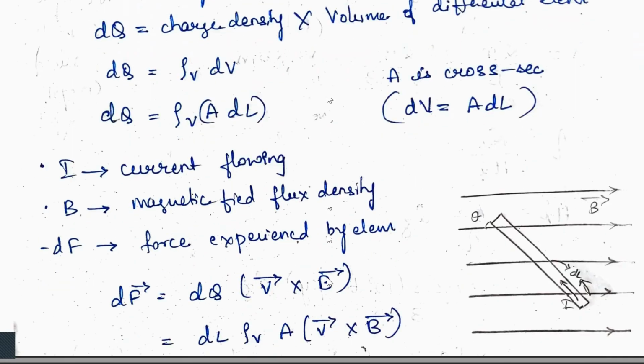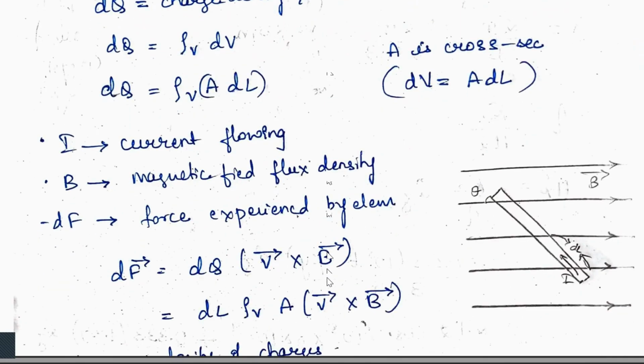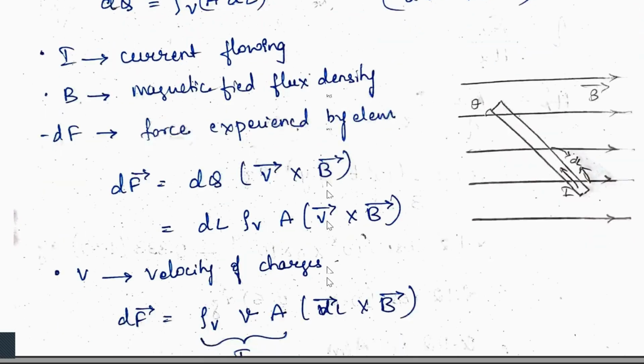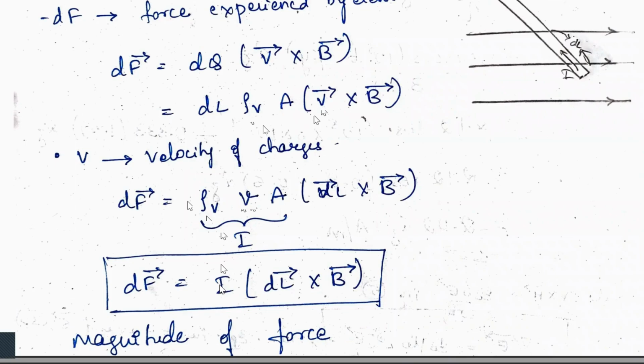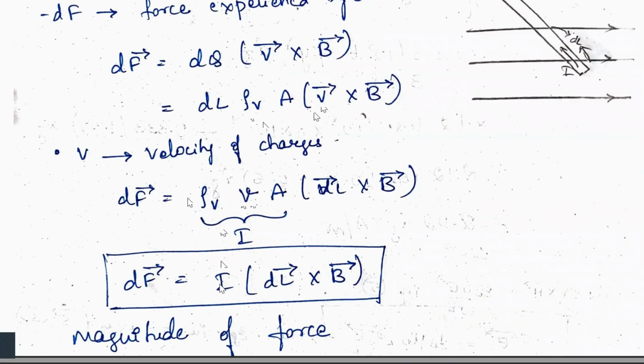I will be the current flowing through it. B will be the magnetic flux density and dF is the force experienced by the element. So we can write dF is equal to dq of V vector cross B vector. Substitute dq as rho v A dl, into V vector cross B vector. V is the velocity of the charges. Here we can take the V out and send the dl inside the bracket. That happens to be I, that is I is equal to rho v into V into A. So dF is equal to I dl vector cross B vector.